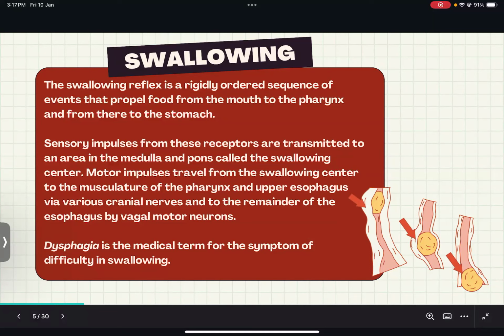You should also know that the motor impulses are controlled by the cranial nerves, which we'll mention also in a bit. They're cranial nerves 7, 9, and 10, I assume.